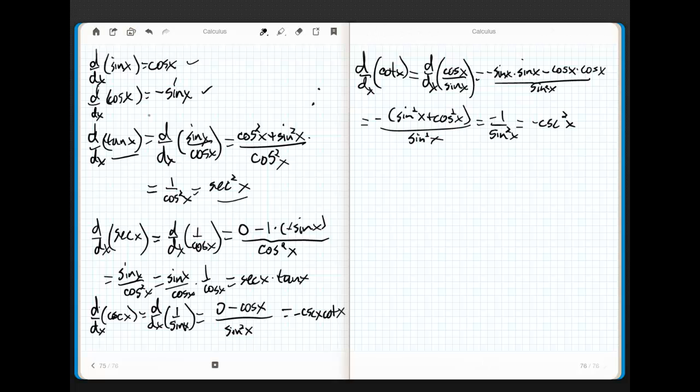Derivative of sine is cos, derivative of cos is negative sine, derivative of tan is secant squared, derivative of cotan is negative cosecant squared, derivative of secant is secant tan, derivative of cosecant is negative cosecant cotan. See, they're all intertwined in there.